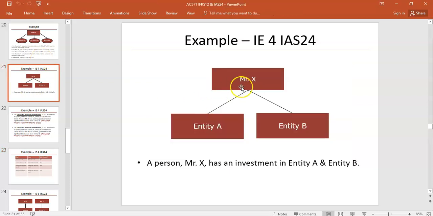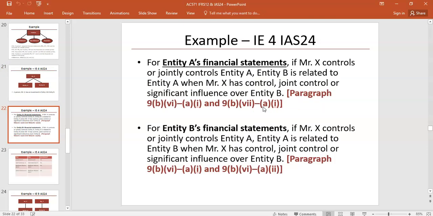So if your Mr. X only has a 20% holding in A and a 25% holding in B, IAS 24 says you don't have enough influence to warrant these being related parties, because there's enough outside influence in A and B, so there wouldn't be any unusual transactions taking place.